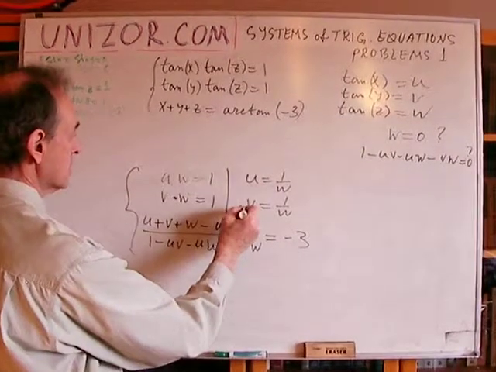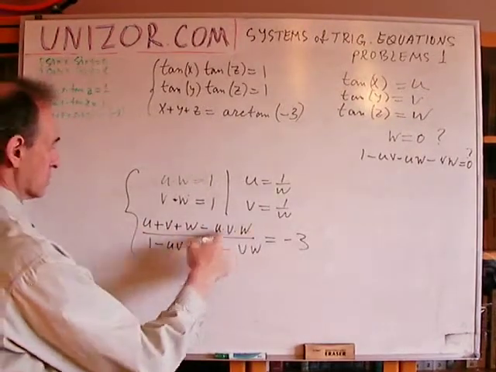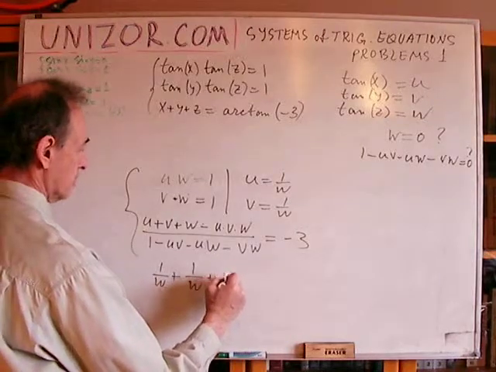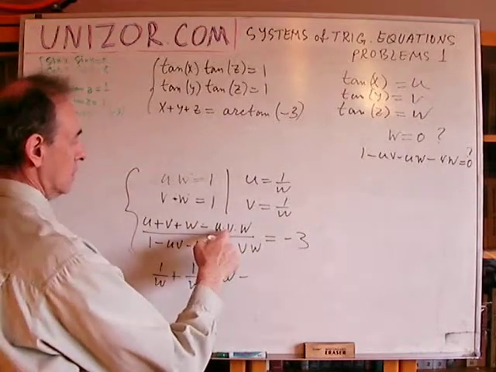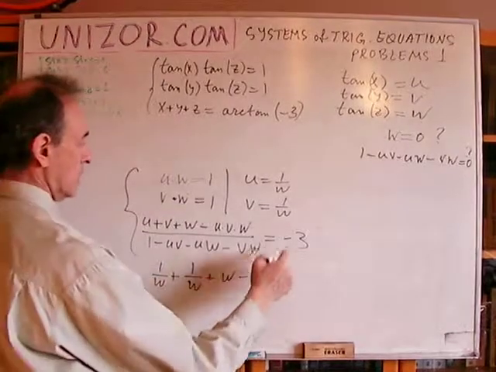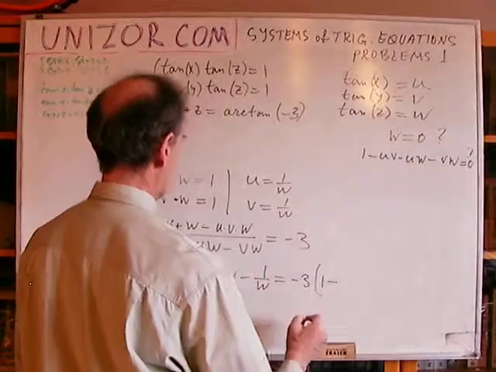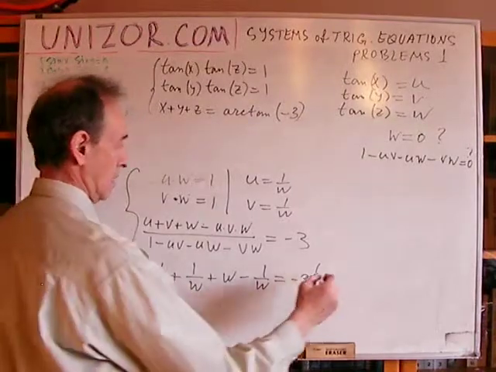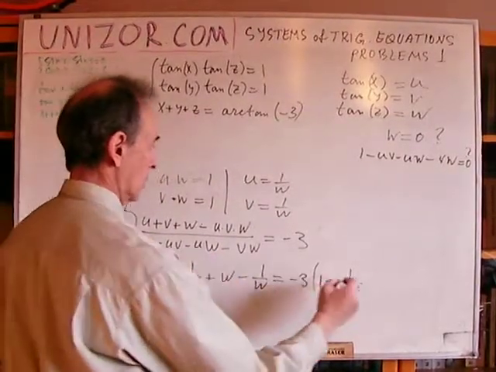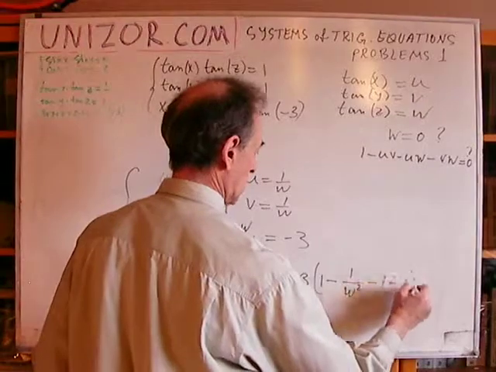All right, so having these, I will substitute it into this equation. And what will I have? Let me just write u is 1 over w, plus v is 1 over w, plus w, minus u times v, which is 1 over w square, and w, so it will be 1 over w. Now, equals minus 3 times the denominator, which is 1 minus. Now, uv is 1 over w square, right? Minus uw, which is 1, and vw, which is 1 as well. So that's my equation.